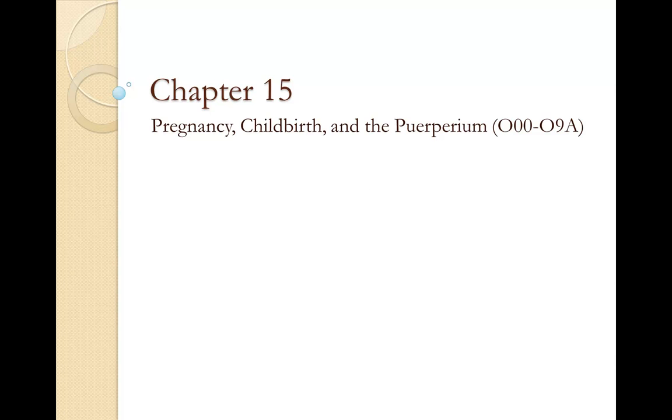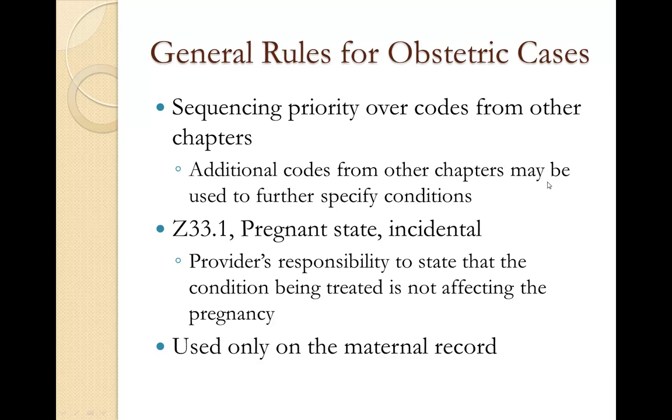Okay, we're going to start our next week with Chapter 15, which is Pregnancy, Childbirth, and the Puerperium. You can see that these are O codes, and kind of think of an O for obstetrics. And remember that it's always an O in that first slot, so this is O00 to O9A.